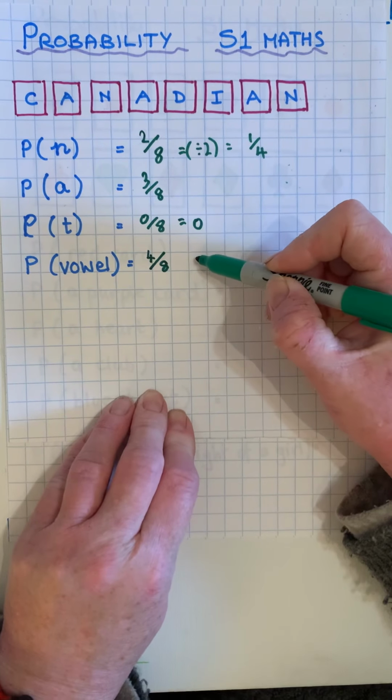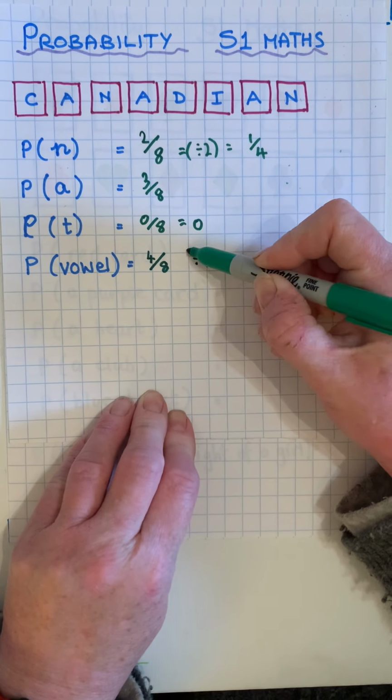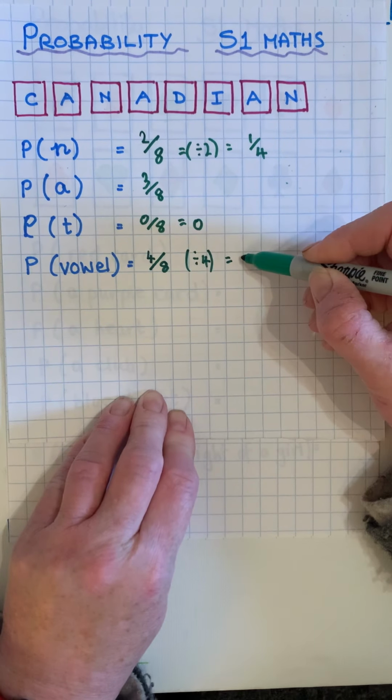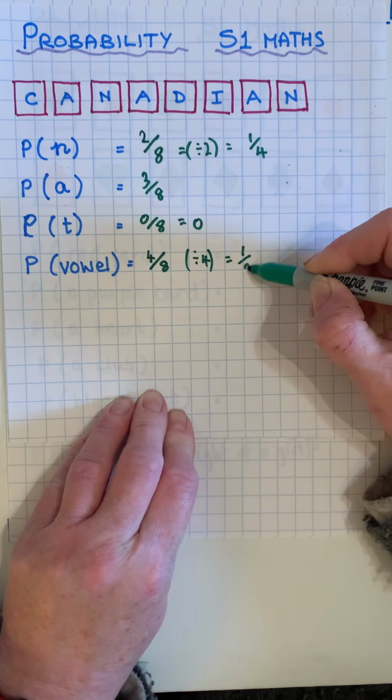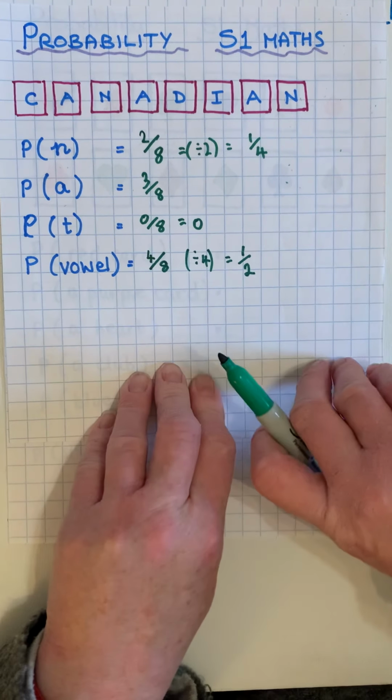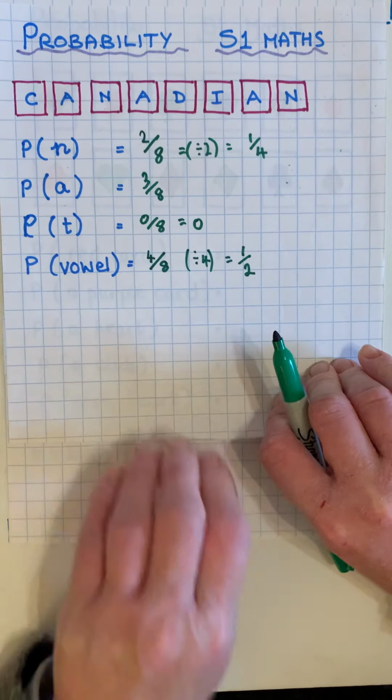4 out of 8. Again, I can divide both of those numbers by 4. That is the highest common factor. So that gives me 1/2. So the probability of choosing a vowel is 1/2.